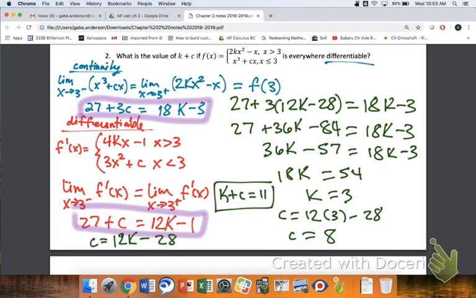Trying to shake the rust off of the old algebra skills. Hopefully that's not too bad. Like I said, this is an old AP question, so I think they did the K plus C thing just to make it a singular answer, and I think this is an old multiple choice. It'd be a little bit jumbled if you had all the K's and C's floating around out there.